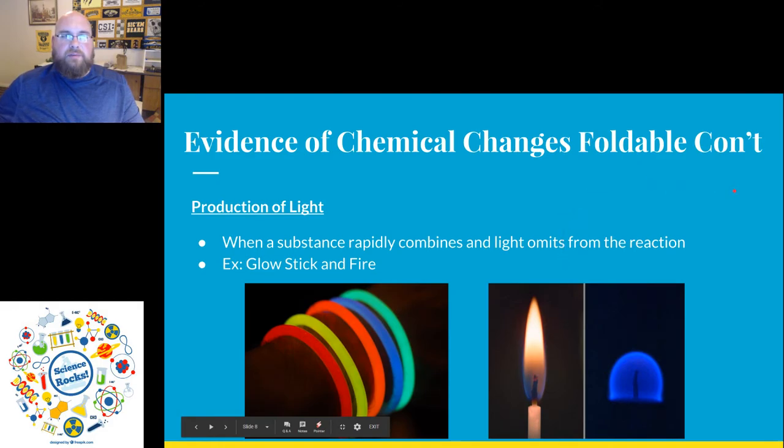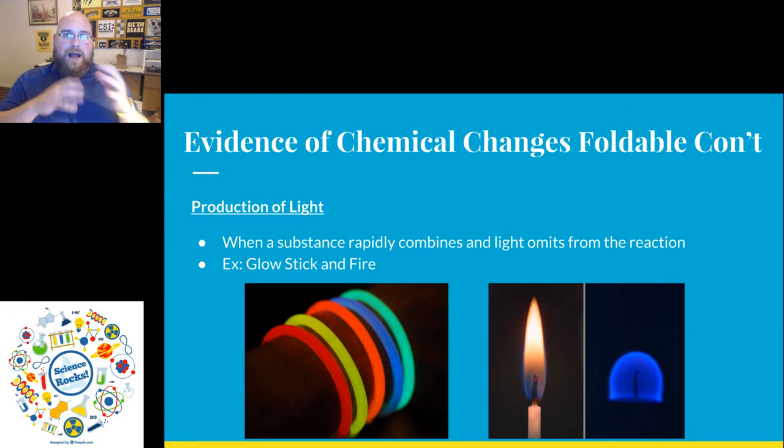Now the next piece of evidence that can prove that a chemical change has occurred is when light is given off. So we have a number of different examples, but when a substance is reacting very rapidly, so things are changing very quickly back and forth, from one thing to the next, we can get a light being emitted from that reaction.